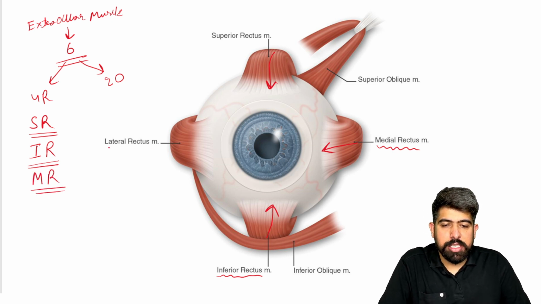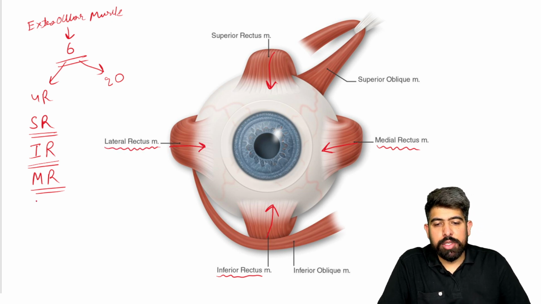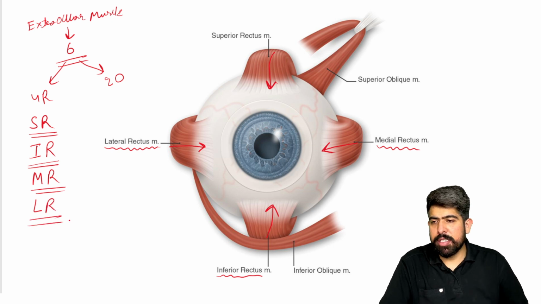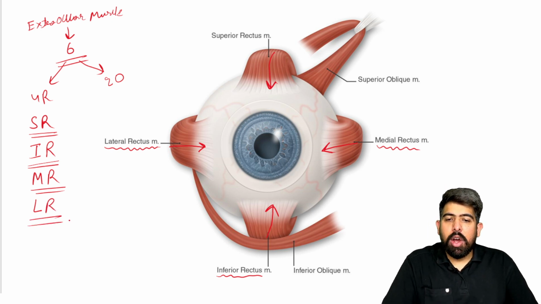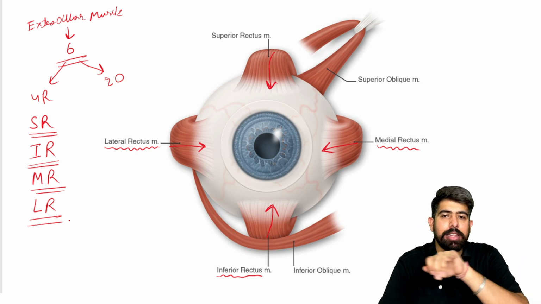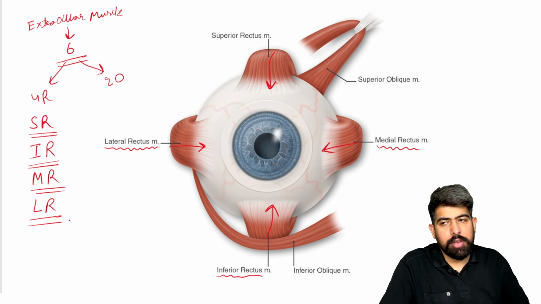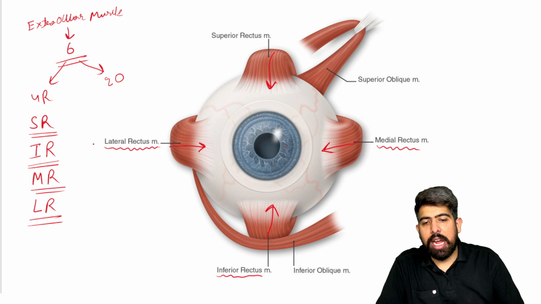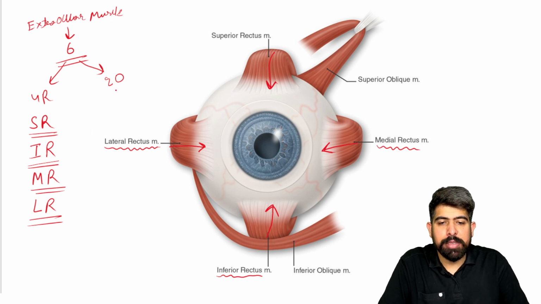And the fourth muscle, which is coming from your lateral side and directly attaching to your eyeball, is known as your lateral rectus muscle, right? So these are all four rectus muscles: superior rectus, inferior rectus, medial rectus, and lateral rectus. And after the rectus muscles, we have the two oblique muscles also.